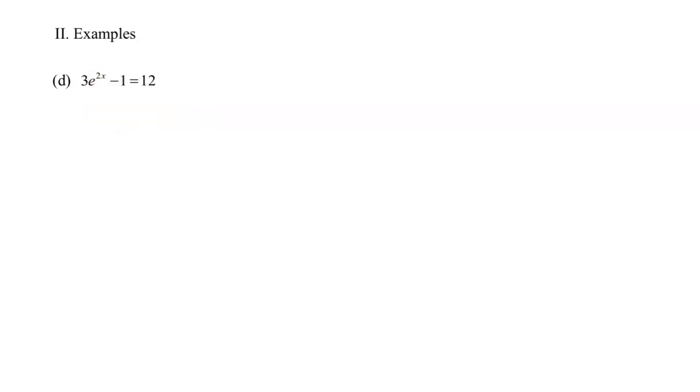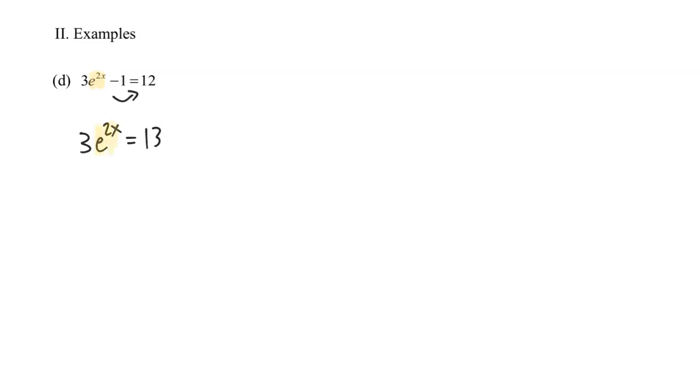Okay, letter D is somewhat similar here, except our exponential expression is not isolated. That exponential expression would be right here, this e to the 2x, and so I've got to get that isolated first. First thing is we want to move this minus 1 to the other side, so that's going to become 3e to the 2x is equal to 13, and I'm still not quite isolated because of that 3.